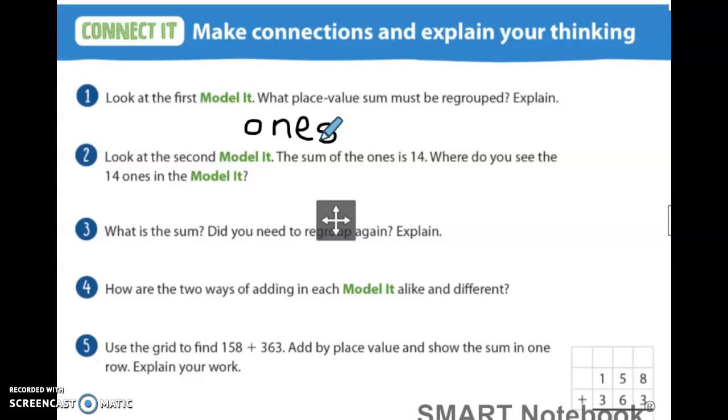So you would write ones on page 39 where it has a question like mine. It says, look at the second model. The sum of the ones is 14. Where do you see the 14 ones in the model? Well, we see the 4 in the ones column, but then we see the 1 in the 14 above the 10s, because it's really a 10. 14 has 1 10 and 4 ones. So we see the 1 above the 10s.